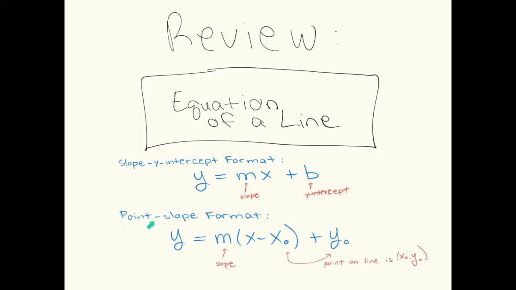Alternately, we also have the point slope format for the equation of a line. y equals m times (x minus x naught) plus y naught. Again, m is the slope and (x naught, y naught) is a point on the line.